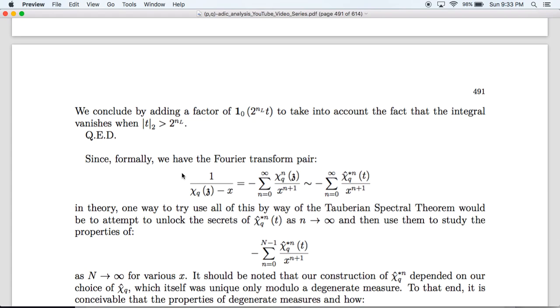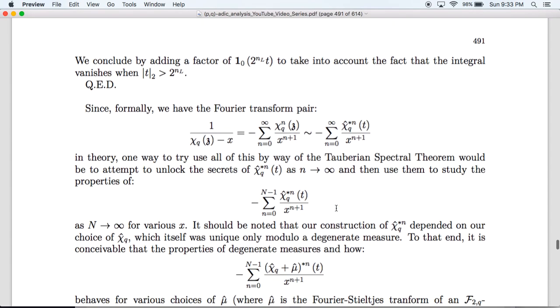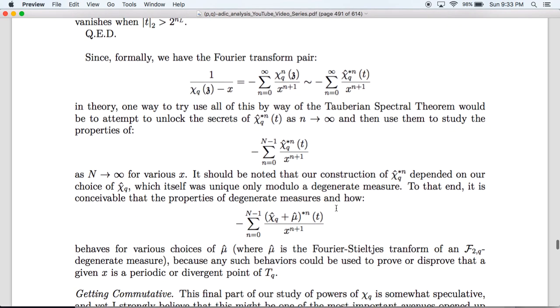So, now let's go back to where we were at the beginning of the previous video. Formally, as we saw, we have the following Fourier transform pair, that the reciprocal of chi_q of z minus x should have this as its Fourier transform. And so, in theory, one way to try to use all of this, by way of the Tauberian spectral theorem, would be to attempt to unlock the secrets of this convolution as n approaches infinity, and then use them to study this partial sum as n goes to infinity.